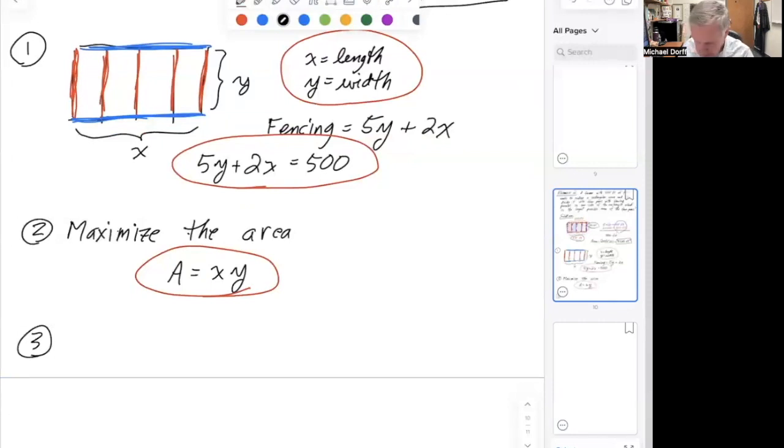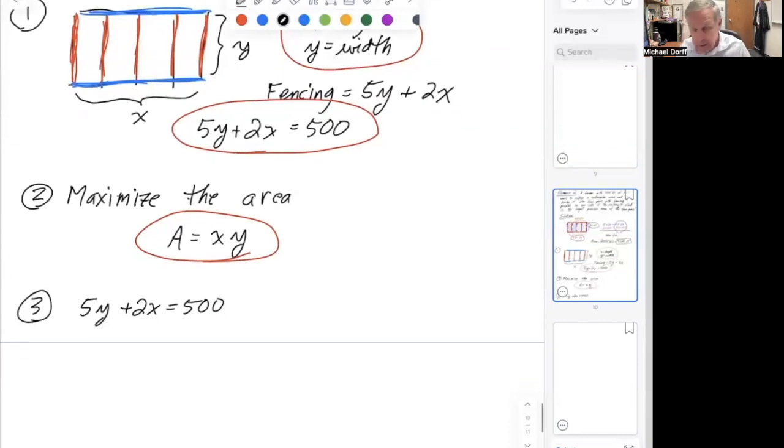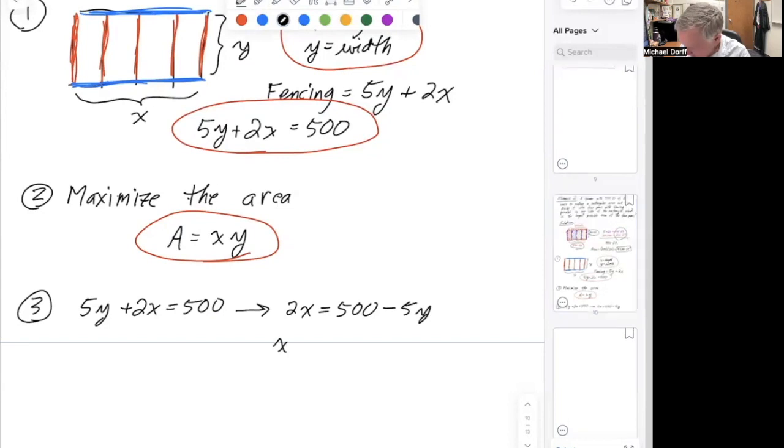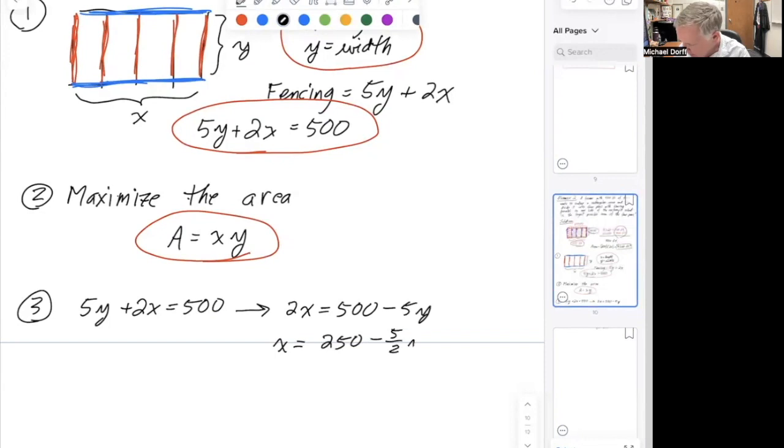I'm going to take what I have here, 5Y plus 2X equals 500, and solve for 1 variable. It doesn't matter which one I solve for. I'm going to solve for X because I think that one's going to make it a little bit easier, not a lot, but a little bit. So solving for X, I'm going to bring the 5Y to the other side. So I get 2X equals 500 minus 5Y. Then I'm going to divide by 2, and I get X equal to 250 minus 5/2 Y.